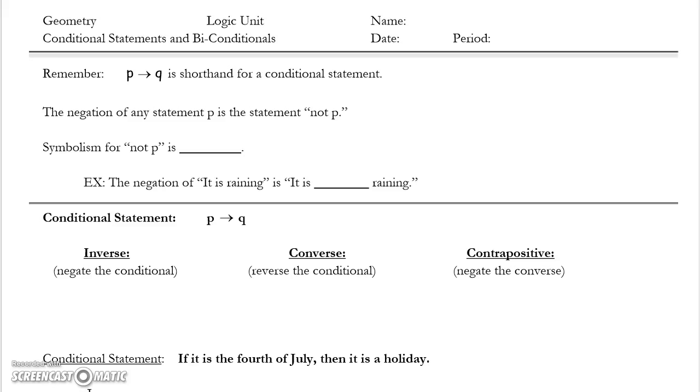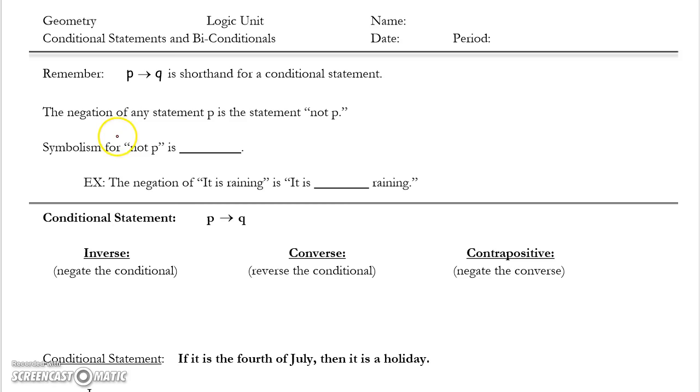Today's lesson is going to talk about how we can make some changes to our conditional statements. First, let's talk about some shorthand for conditional statements. Remember, P arrow Q means if your hypothesis happens, then your conclusion will happen, or your given, your conjecture. That's our shorthand. Sometimes we want to negate a statement, or say a statement is not going to happen.